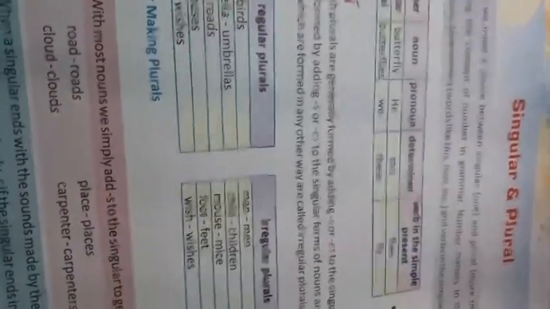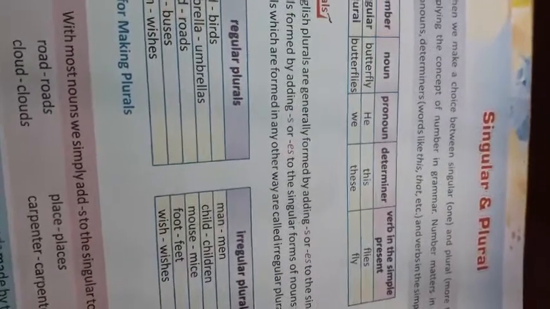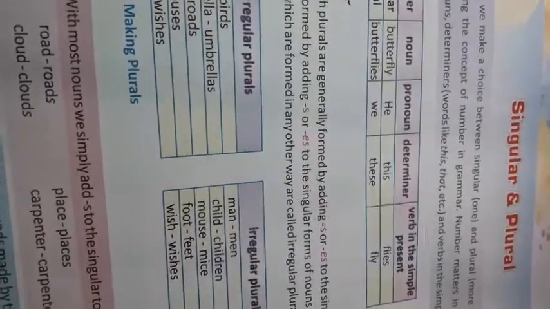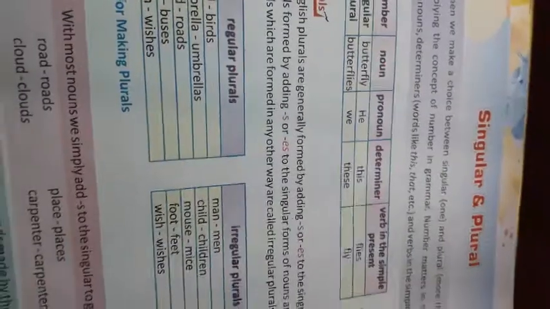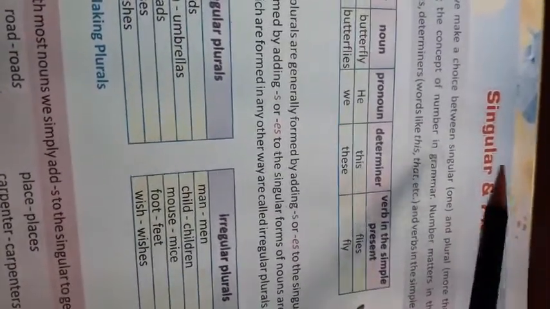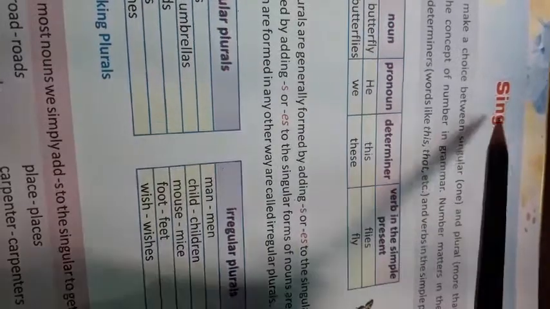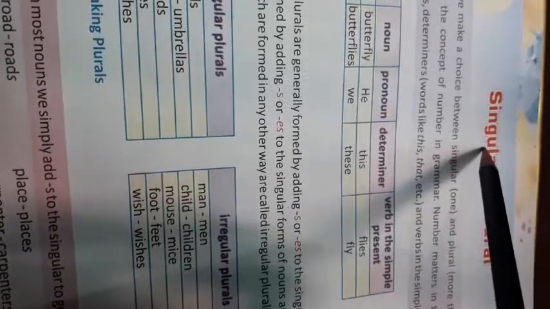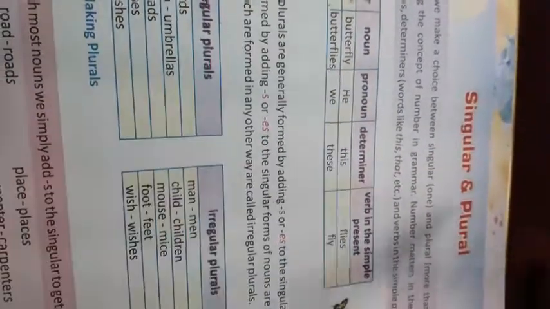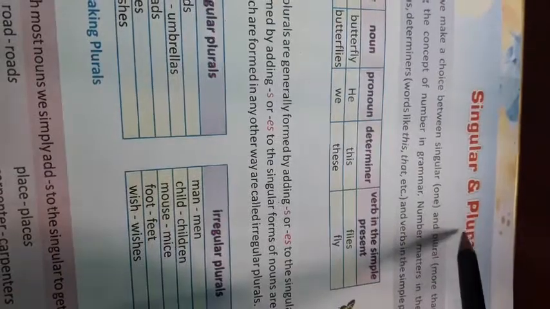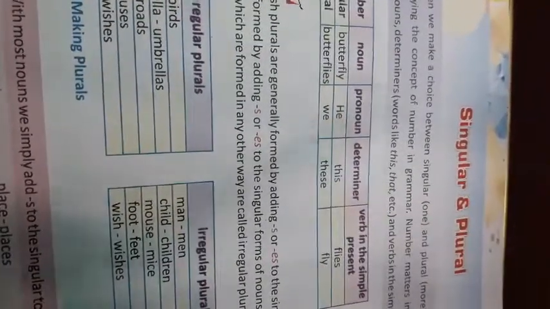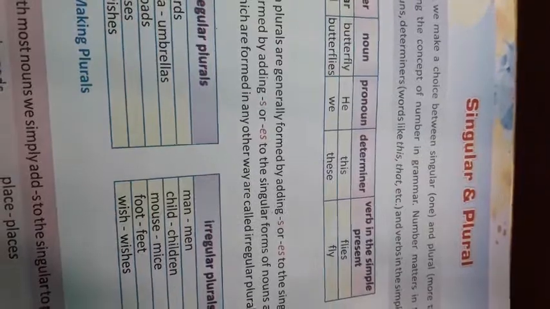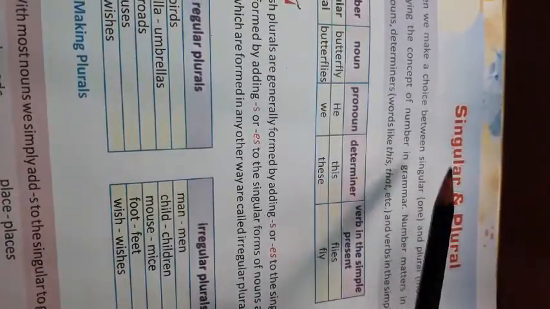We have learned this in our previous classes also. When we have to make a choice between the singular or the plural, we are applying the concept of number in grammar. Singular and plural, what does it mean? Singular means single, when anything is one in number. And when that thing is more than one, then it is said to be in the plural form. So when we apply the concept of number in grammar, it is said to be singular and plural.